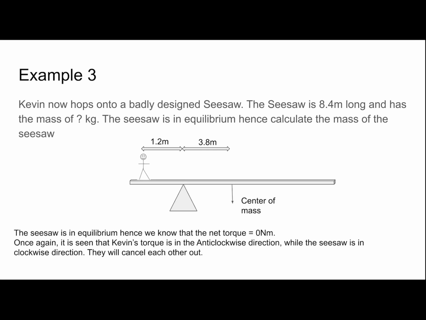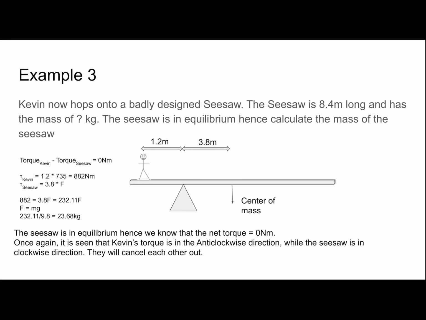So immediately, the first thing that should come into your mind is that the net torque is 0 Newton meters, because the anti-clockwise torque is exactly equal to the clockwise torque. As you can see, Kevin's torque is on the left of the pivot, so it's going to be an anti-clockwise torque, okay? And the center of mass provided by the beam is going to be in the clockwise direction, because it is to the right of the pivot point. So you can see that they're in opposite directions, so they'll try to cancel each other out.